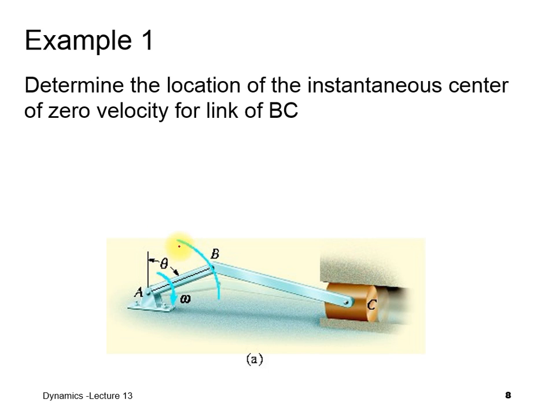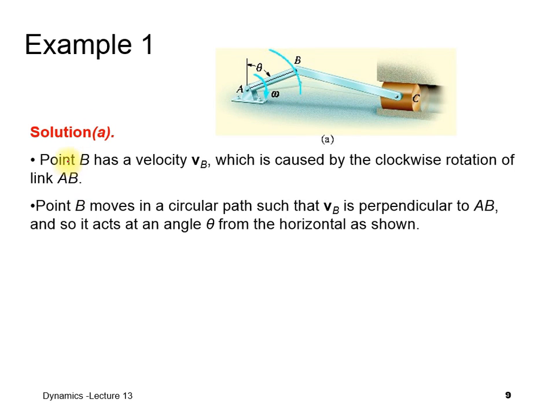Okay, determine the location of the instantaneous center of zero velocity for link BC. They are asking to find the instantaneous center for link BC. Right. So before that, link AB has an angular velocity clockwise. Of course, piston C will be moving to the right-hand side. Point B has a velocity VB pointing in this direction, moving in a circular path.